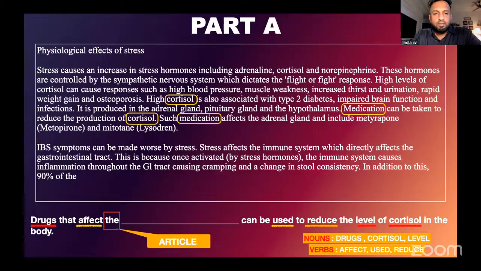Perfect. Simple. The answer is a medication that affects. Now you can see the word article before the blank space and a word prior to that, you can see the word affect. And exactly the same keyword, you'll find it in the paragraph as well. Such medication affects the adrenal gland. So the correct answer over here is adrenal gland.